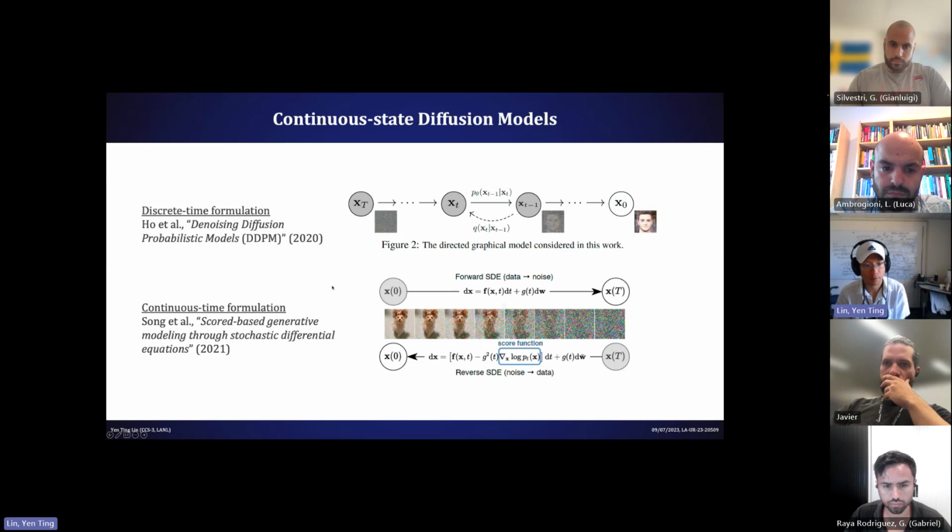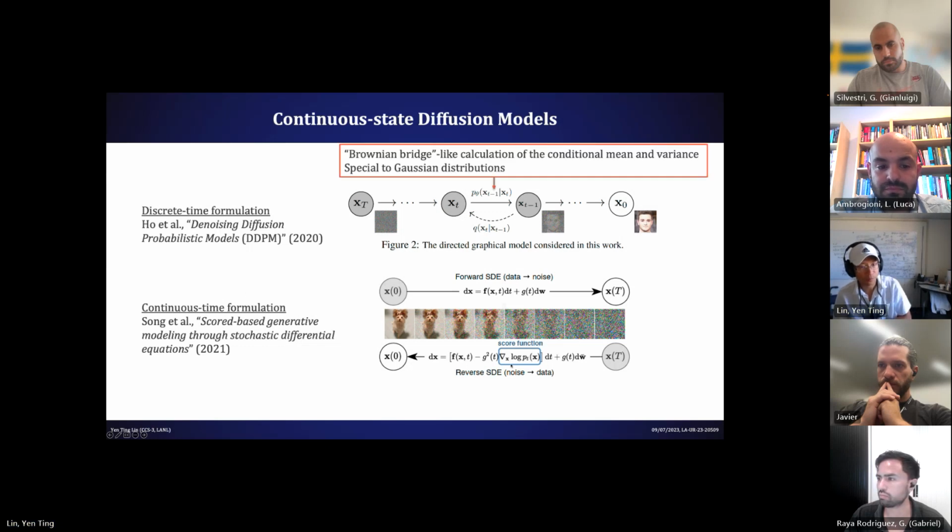The second formulation is the continuous time formulation. That's Song et al., using score-based generative modeling through stochastic differential equations. The idea here is that instead of a discrete time transformation, you're thinking in the continuous time domain, and you have a forward SDE which noisifies, unfortunately left to right now, not the same as here, somehow opposite. And then in reverse, there exists a reverse SDE, which goes from noise to data, and the neural net tries to learn the score function.